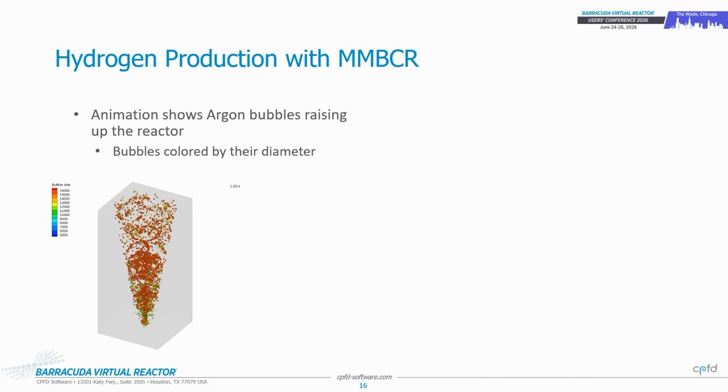Again, some interesting results here. Obviously, pretty pictures. The bubbles are being colored by size. The average size coming in is about 11 millimeters. You see some shearing off due to turbulence, and near the inlet or the injection points the bubbles do become smaller, but as they move up the molten metal bath, they grow in size.